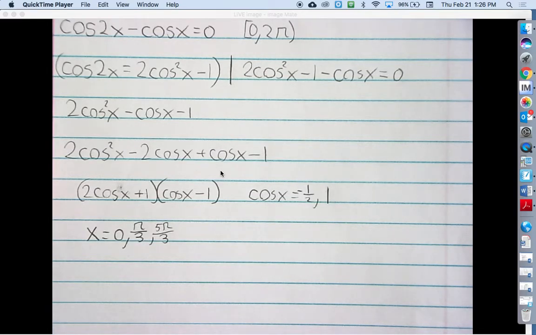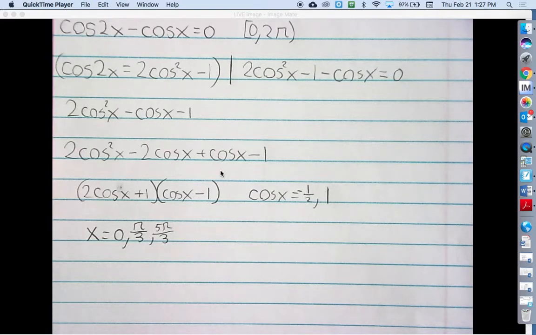So you start out with cosine 2x minus cosine x equals 0. I looked at this for a while, but I eventually decided to use one of the alternate cosine functions, which was cosine 2x is equal to 2 cosine squared x minus 1. So that becomes 2 cosine squared x minus 1 minus cosine x equals 0.